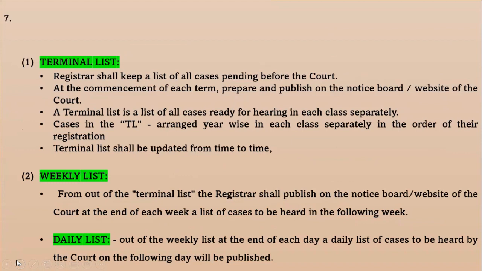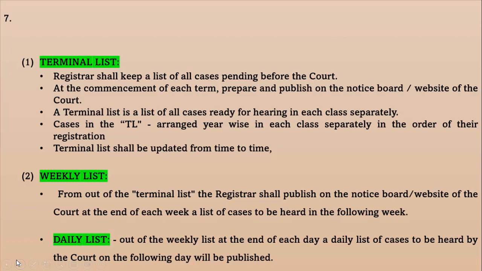This is very important to understand the process of listing in the court. So Rule 7 is divided in two sub-rules. Sub-rule 1 provides for terminal list. So the registrar shall keep a list of all cases pending before the court and shall, at the commencement of each term, this is important, commencement of each term, prepare and publish on the notice board or website of the court a list of all cases ready for hearing in such class separately to be called the terminal list. The cases in the terminal list shall be arranged year-wise in each class separately in the order of their registration, and the list shall be updated from time to time.